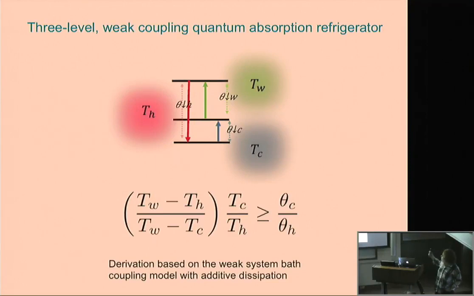So what do they observe in the weak coupling calculation? This is the regular weak coupling 3-level absorption refrigerator, and this is the cooling condition. If you satisfy it, you are going to extract energy from the cold bath. The intuition here, as you can see, is that theta cold, which is this gap, must be small relative to the total gap. If it's too large, it's very hard to extract energy from the cold bath. So that's the intuition, derived for this weak coupling model.